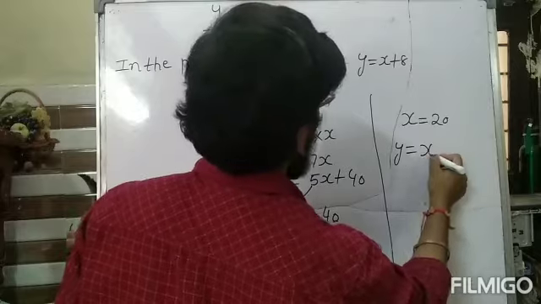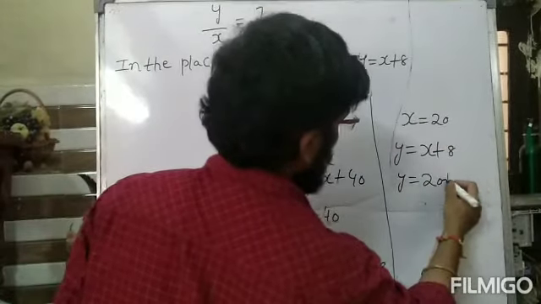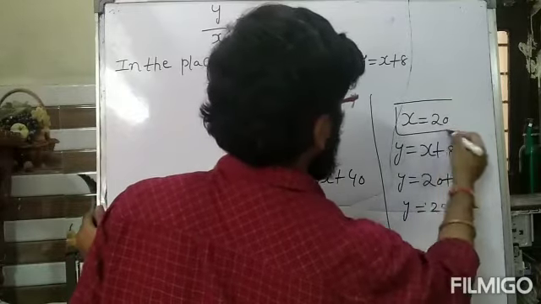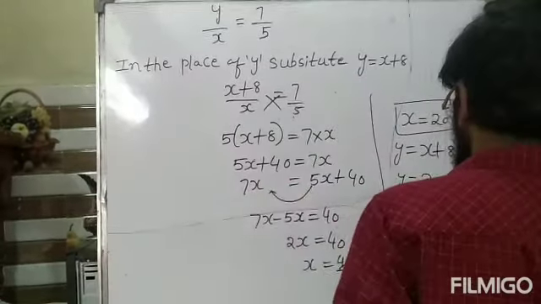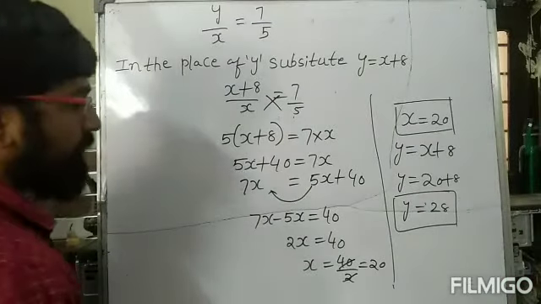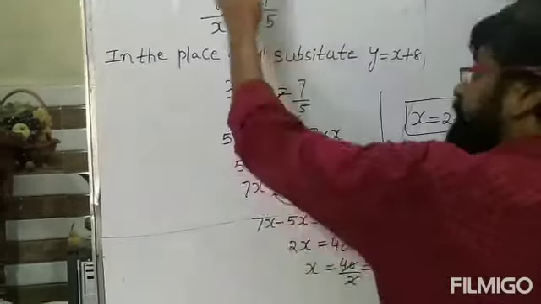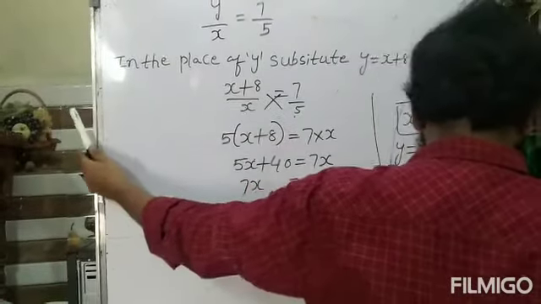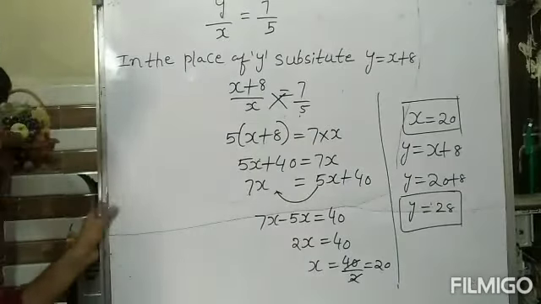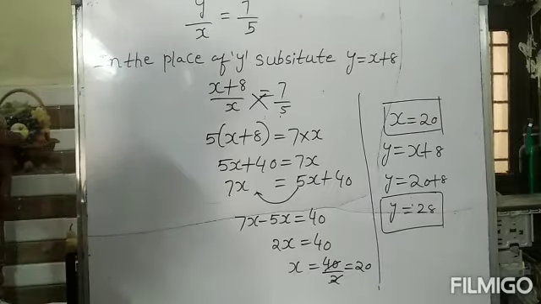y equals x plus 8. So y equals 20 plus 8. So y equals 28. x equals 20, y equals 28.